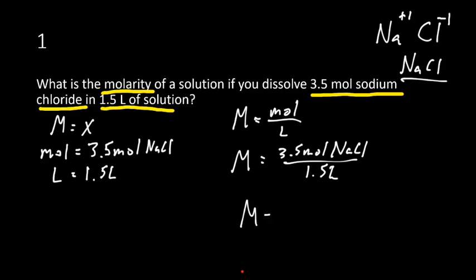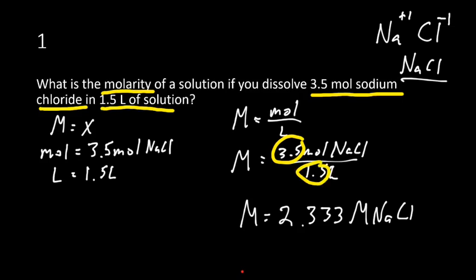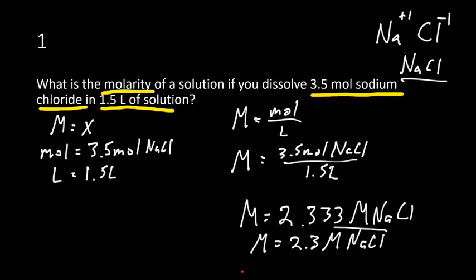I've got molarity equals, and I'm going to give you guys just a second to get that calculated out. All right, when you do that, you should get 2.333 moles of NaCl, but we can only keep 2 significant digits. Both of our numbers had 2 significant digits, so that's going to be molarity equals 2.3 molar NaCl.